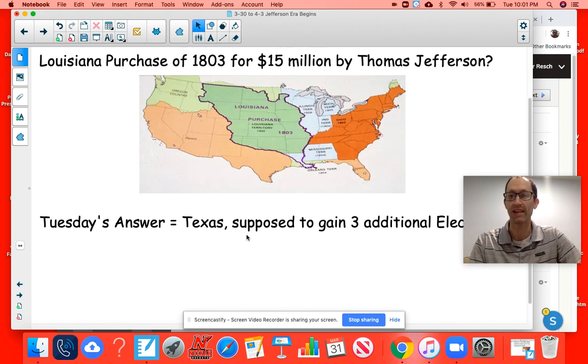Tuesday's answer was Texas. Texas, right here, this state, is expected to gain 3 electoral votes at the 2020 census. This is huge for their lawmaking power.